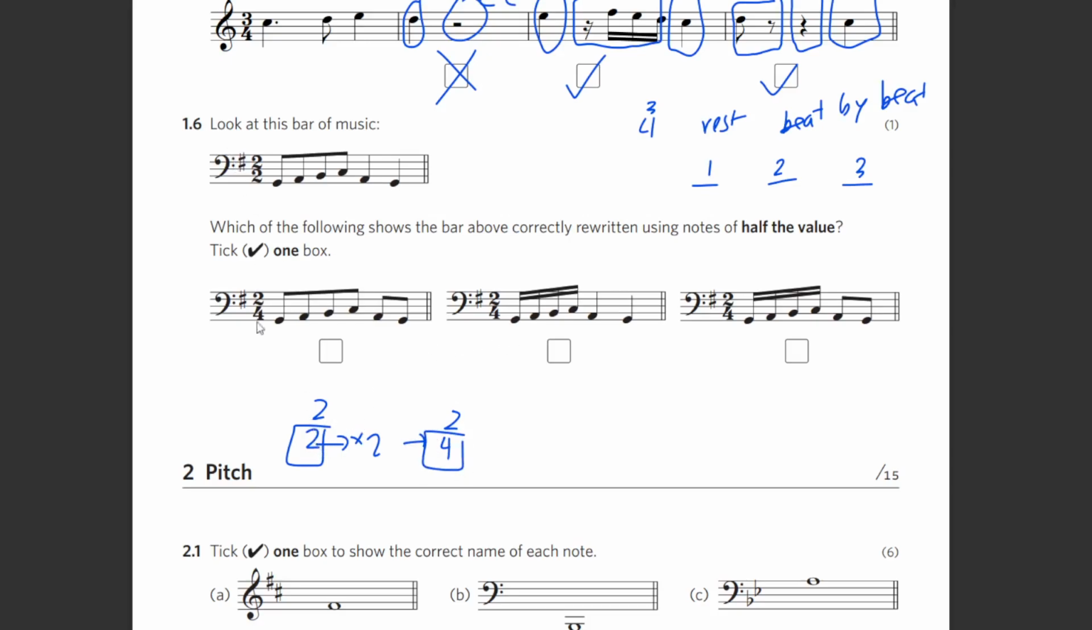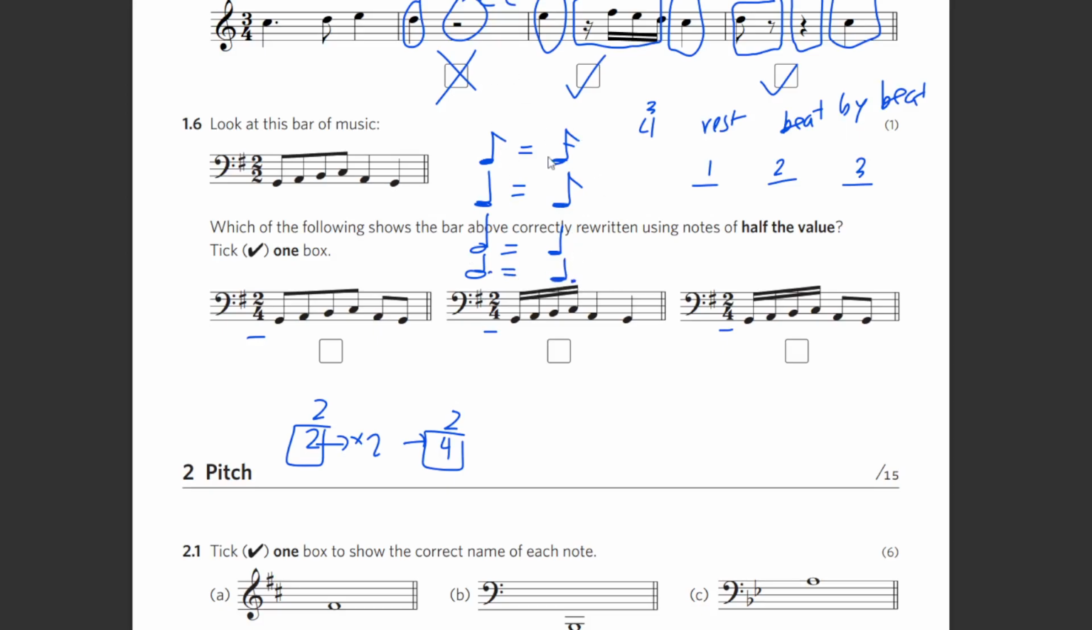Okay, so from 2 it becomes 2, 4. So all of them have the same time signature. Next, you will need to halve the value. So from quavers, it will become semi-quavers. Crotchet will become quaver. Minim will become crotchet. Okay, dotted minim will become dotted crotchet.